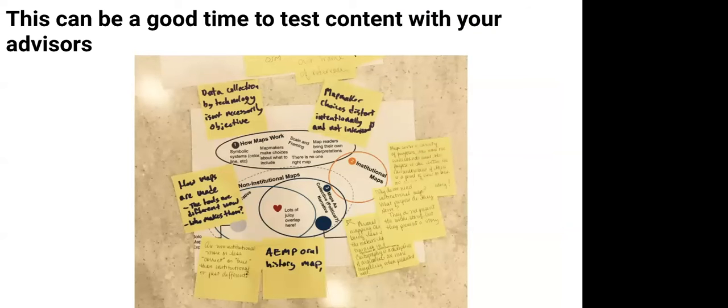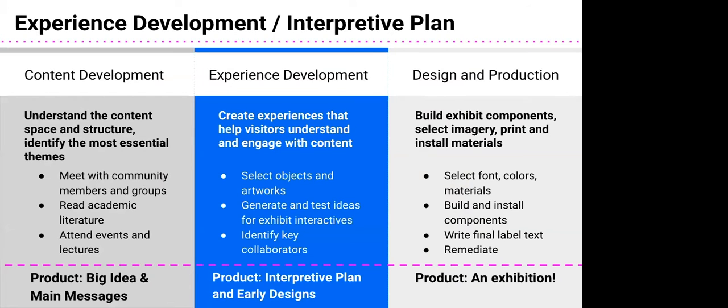This can also be a great time to pressure test your content with your advisors. So we took an early version of our big ideas and main messages and asked people to mark them up at Mappy Hour. And they gave us lots of great feedback on how we could rethink some of these things, and they elevated certain stories, particularly stories about maps and objectivity. People have, I think, a real myth about maps being super objective, and not any more than any other form of cultural production.